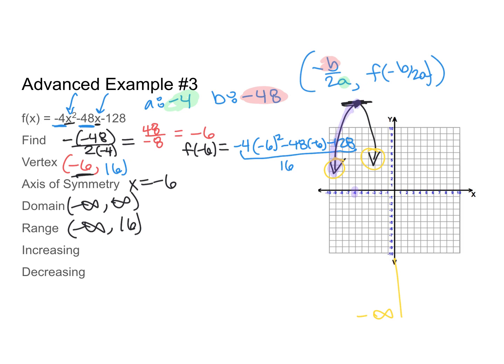So I am increasing from -infinity because of the arrow. I'm increasing until I get to -6. And we always use our x values to describe those intervals of increasing and decreasing. So I'm increasing from -infinity to -6. Then I get there and I start to decrease. Well, I start decreasing at -6 all the way to infinity. So this will be -6 to infinity.